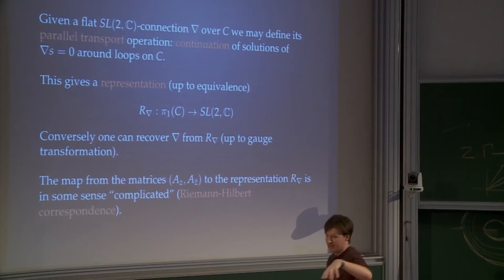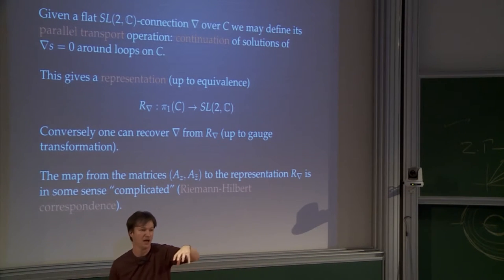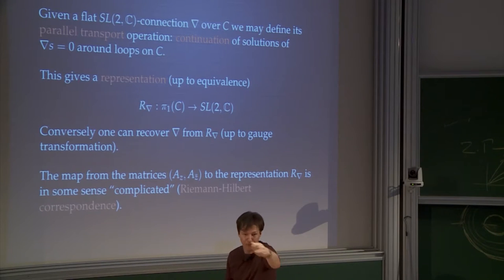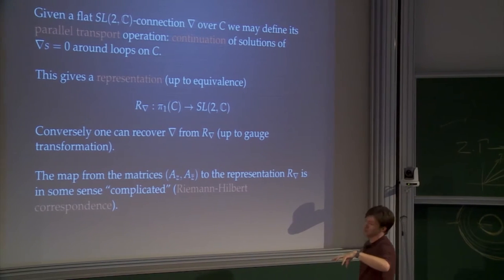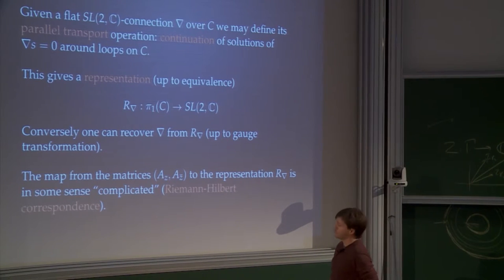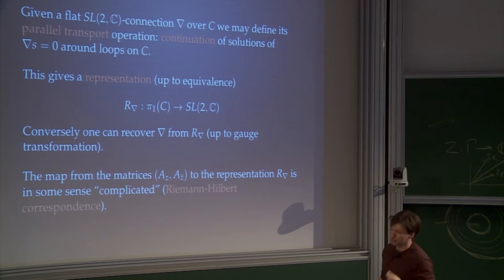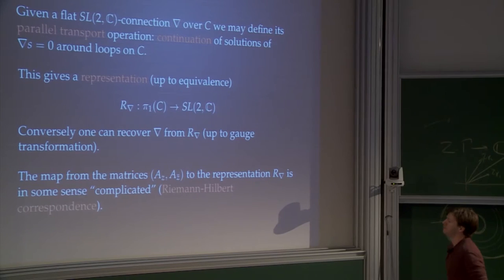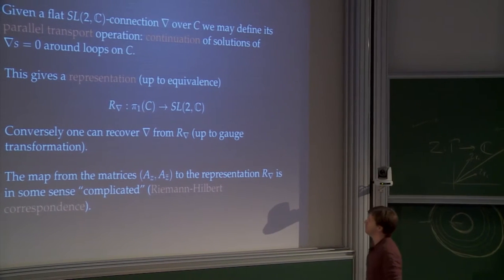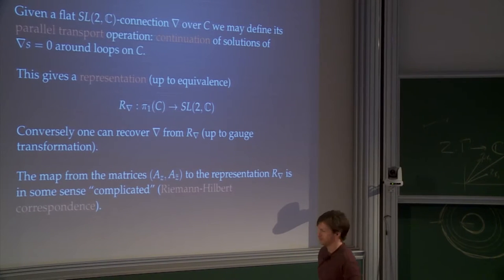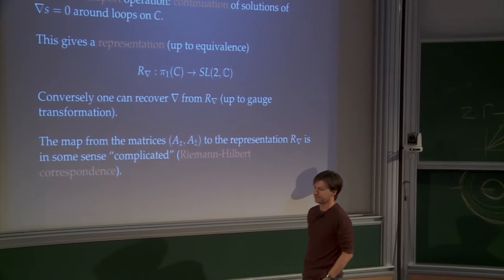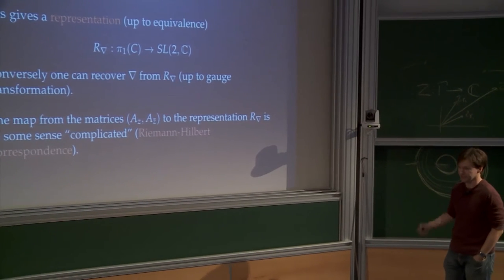So I start in some neighborhood, I have the local solutions of this equation, nabla s equals zero, then I continue them using this equation along some path on the curve, come back to the original point, and I'll come back to potentially some different solutions, but they differ from the original solutions just by an element of SL2. So what we get is a representation of the fundamental group of the curve into SL2C, up to equivalence. And conversely, you can recover the connection from this representation up to isomorphism, up to equivalence of connections.